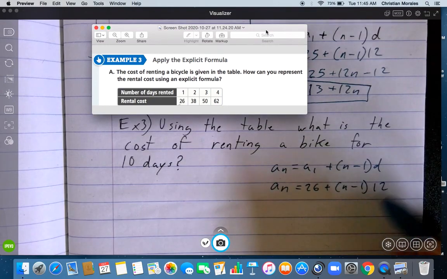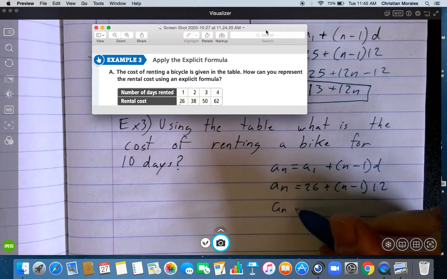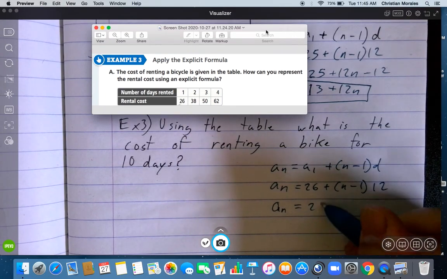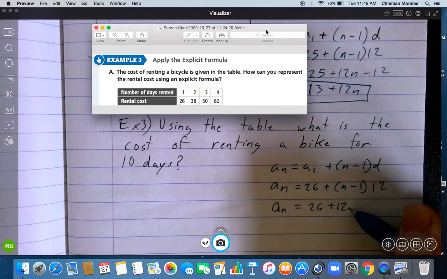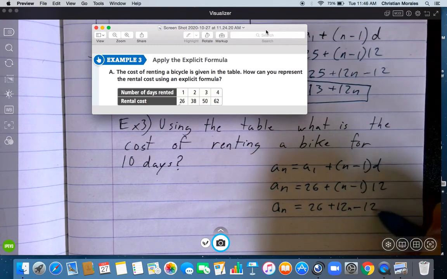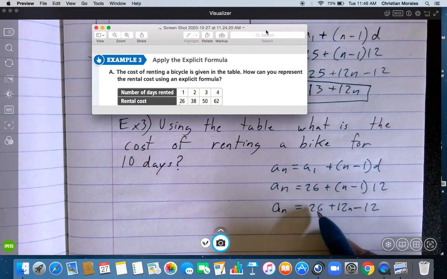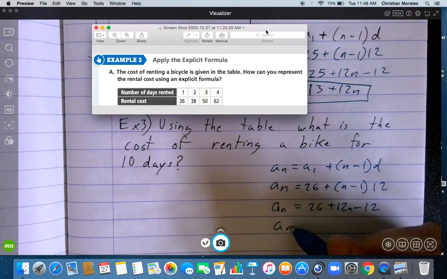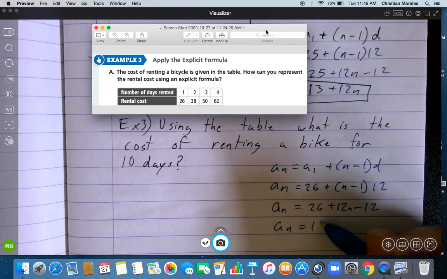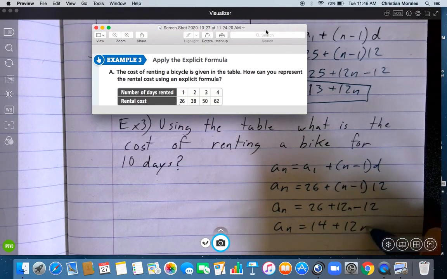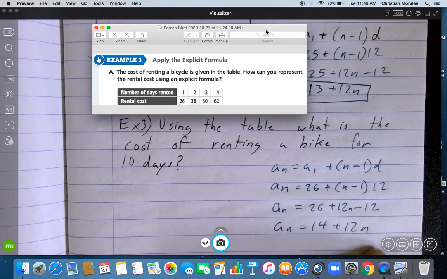All right, I multiply. So now I have 12n, and 12 times 1 is 12. Oh, so again, you notice you're subtracting the common difference from that first number. That's interesting. That would make that 14. Okay, so there's my explicit formula.